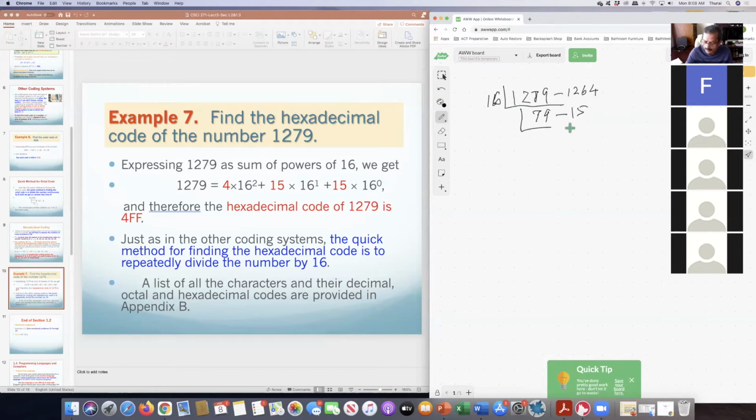Now divide by 16 again. 79 divided by 16 is 4.93. So 4 will be written here. Now I have to figure out the remainder. 16 times 4 is 64. Subtract 64 from 79, that's 15. So here's your code, 4, 15, 15, from bottom up, 4FF. As simple as that. You can use your calculator.